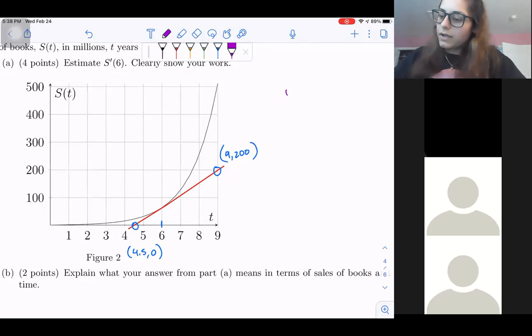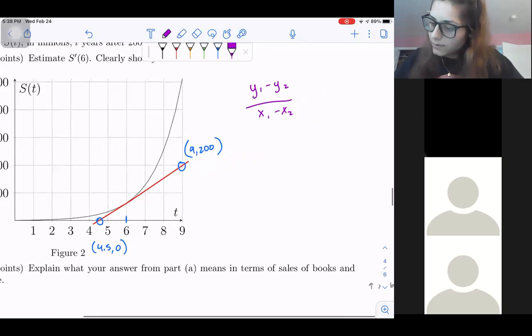All right, so now we do y1 minus y2 over x1 minus x2. So we'll do 200 minus 0 over 9 minus 4.5.